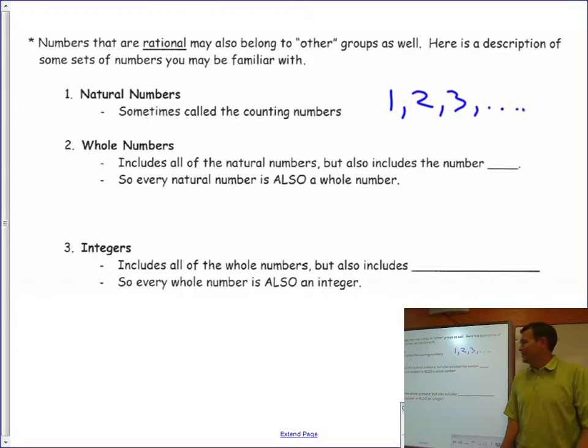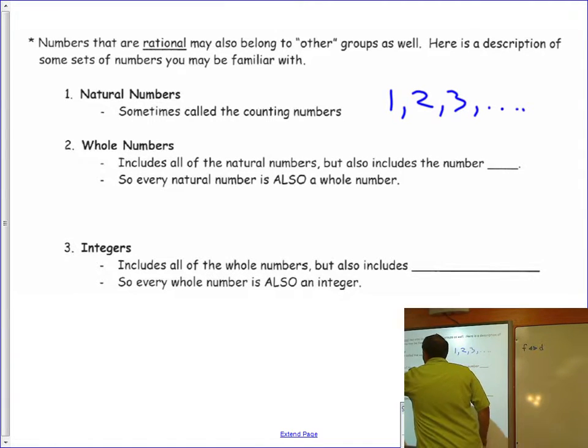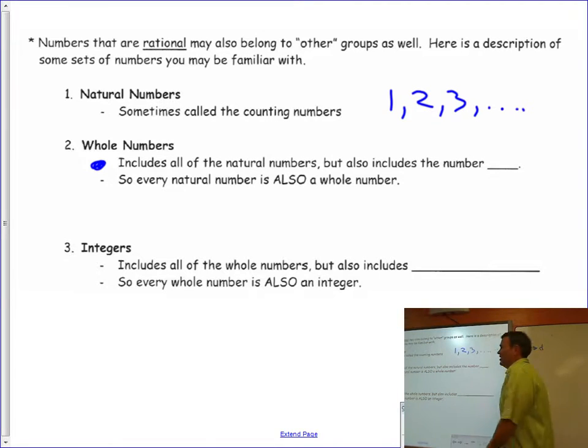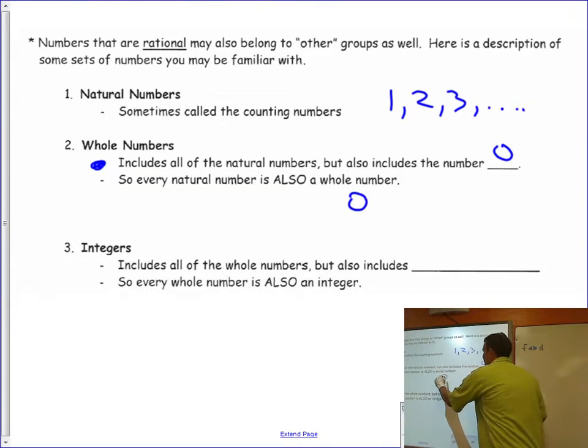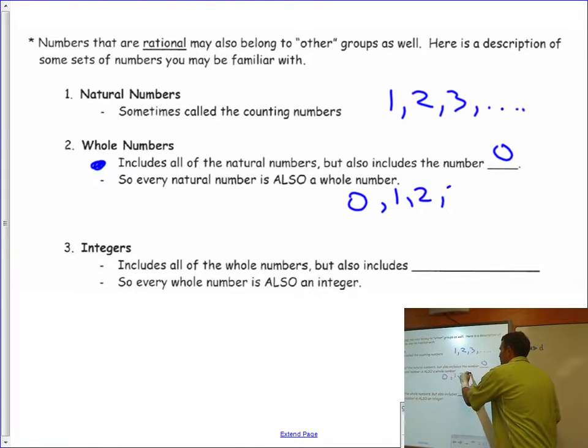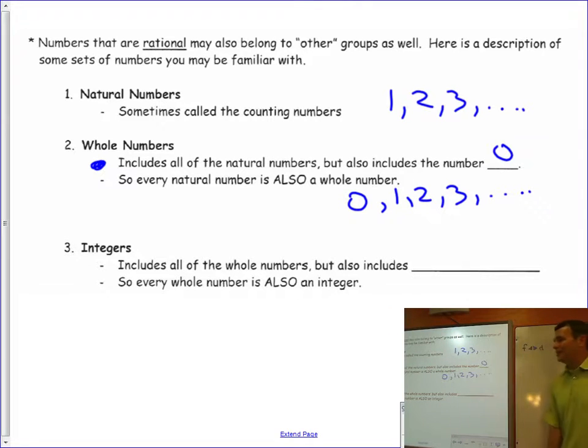Whole numbers include all of the natural numbers, but they also include the number 0. The only difference between whole numbers and natural numbers is the number 0. So whole numbers would be 0, 1, 2, 3, and so on.